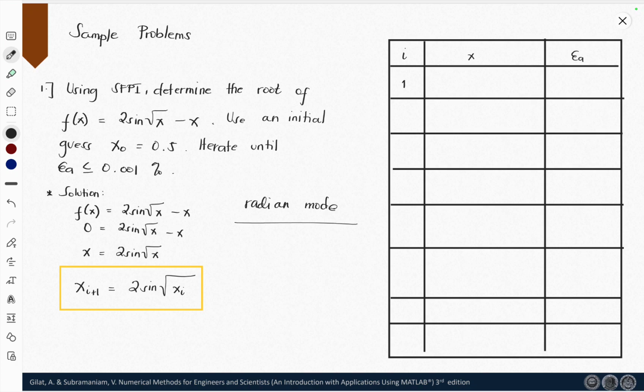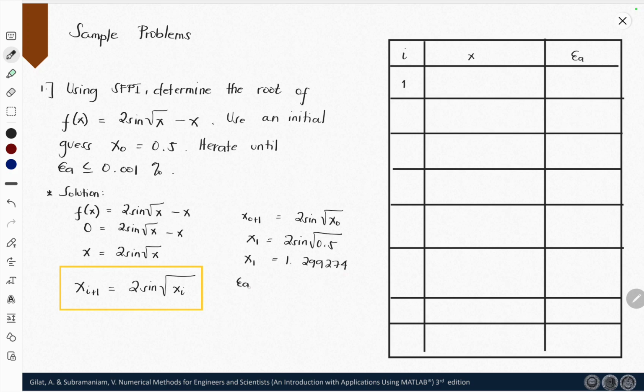Okay, so let's solve for x here. Our x sub 1: x sub 0 plus 1 is equal to 2 sine square root of x sub 0, or x sub 1 is 2 sine square root of the value of x sub 0, which is given as 0.5. So x sub 1 is 1.299274.